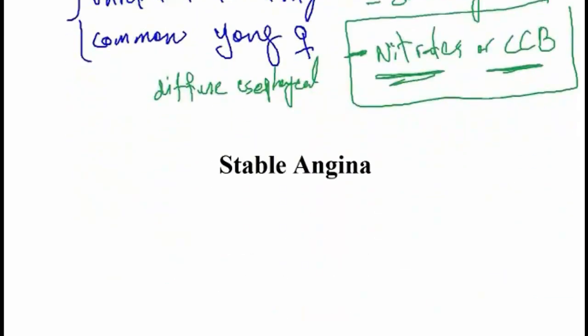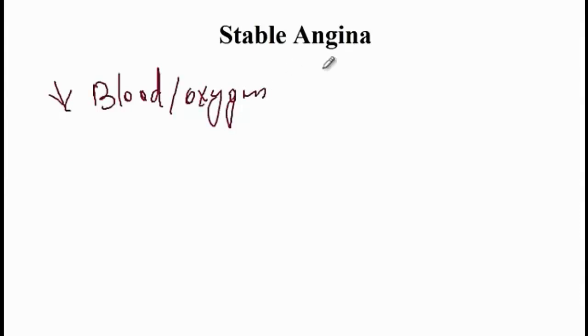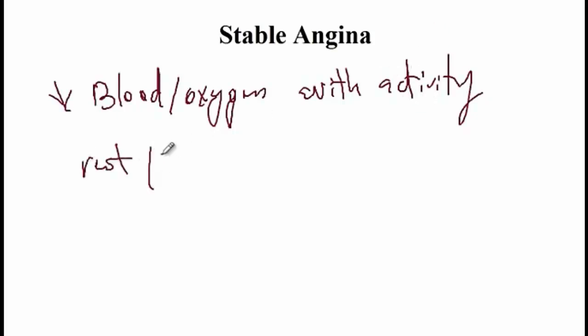Next, we have stable angina. With stable angina, there is only a decreased blood and oxygen supply to the heart with activity. So therefore, these patients present with symptoms during activity. For instance, the patient may say, I was lifting the grocery bags, that was the time that I started to develop the chest pain, I started to rest, and then the chest pain went away. So rest, as well as nitroglycerin, relieves the symptoms in these patients.